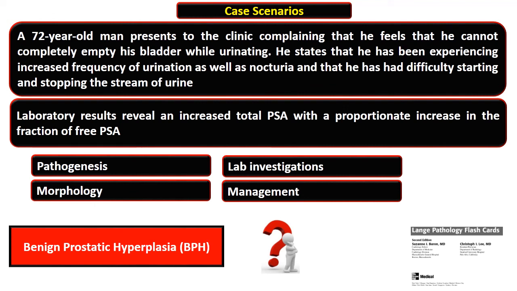Now recall, what is the pathogenesis of benign prostatic hyperplasia? What is the morphology? We discussed both the gross morphology and the microscopic appearance of this disease. What are the various laboratory investigations that are available to see the progression of the disease, and also to see the extent of the disease, and how do you manage this benign prostatic hyperplasia?